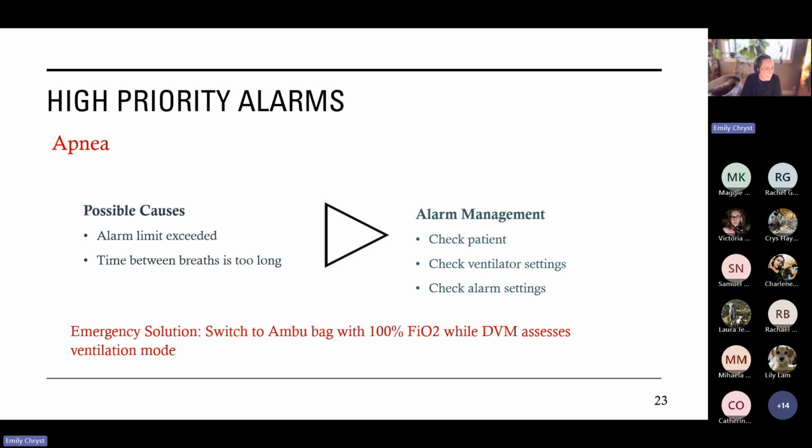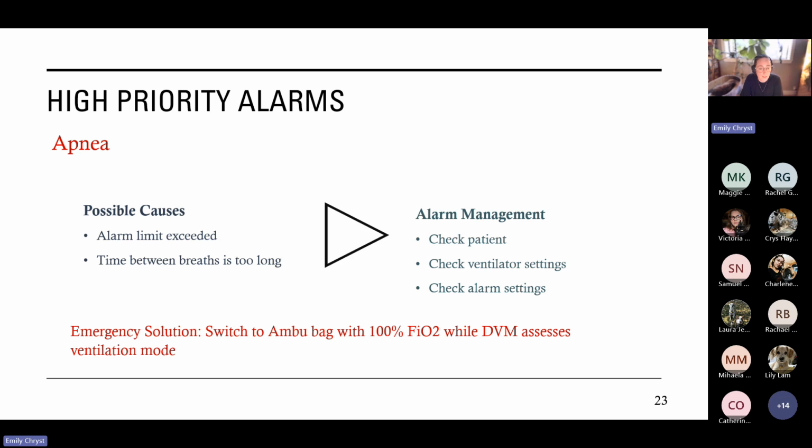So possible causes could be that the alarm limit's exceeded. We can set the alarm limit. So we can determine like we're only going to tolerate 10 seconds of apnea, or maybe we'll tolerate 30. Those are going to be preset by your criticalist based on the patient. So if we exceed that limit, the alarm's going to go off. And this really just means that the time between breaths is too long.